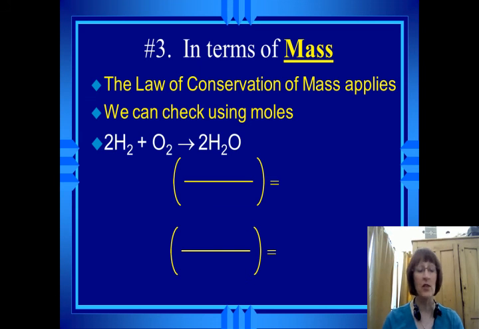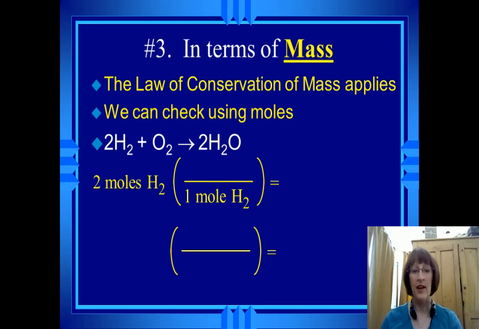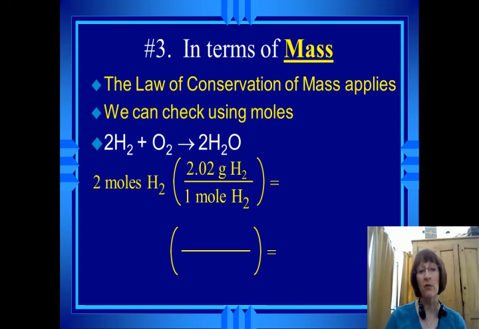So if we have this basic equation for making water, we can say, okay, we've got 2 moles of H2. We have 1 mole for every 2.02 grams of hydrogen, and in this case, they didn't round like I've told you to. So we convert moles of hydrogen to grams of hydrogen, and we find that we have 4.04 grams of hydrogen, and we can do the same thing for the oxygen.